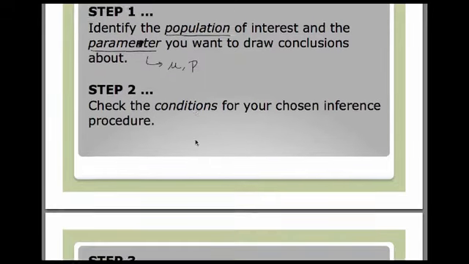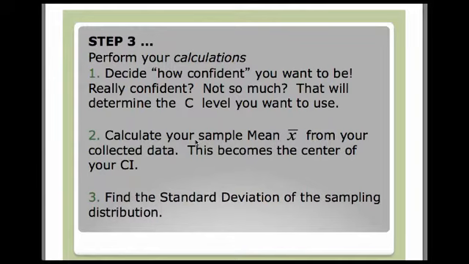Then you'll actually do your calculations. The first thing you'll have to decide is how confident do you want to be? Really confident, in which you might do like a 99% confidence level. Not so much, maybe you'll do like a 90% then, or maybe even lower. That's the question that needs to be answered. A lot of times you'll be told what to use, but if you're not, you pick one. Doesn't matter. Even on the AP exam, there'll be times where they don't tell you what confidence interval to use. You can pick anything you want, and you can make that determination yourself as to how confident you want to be.